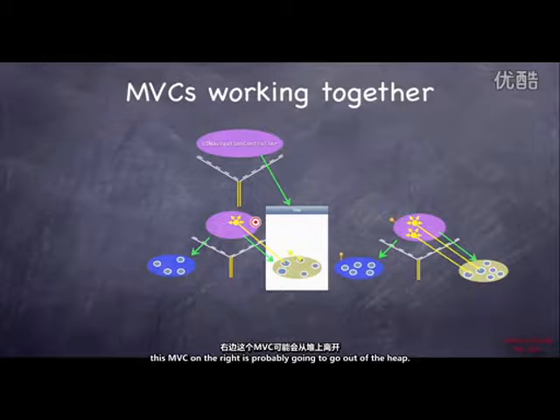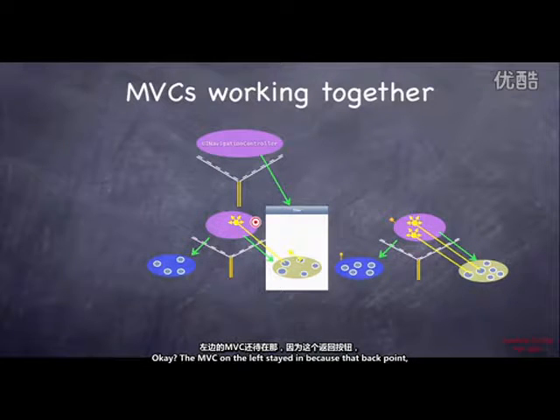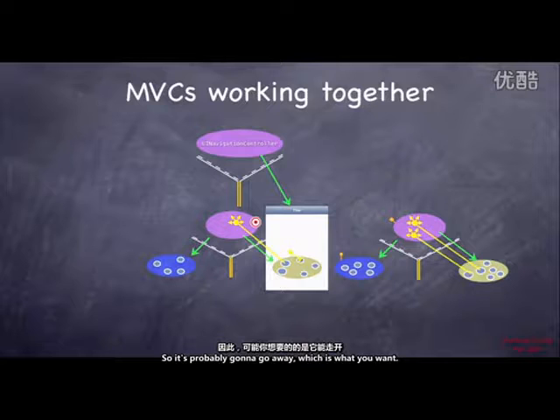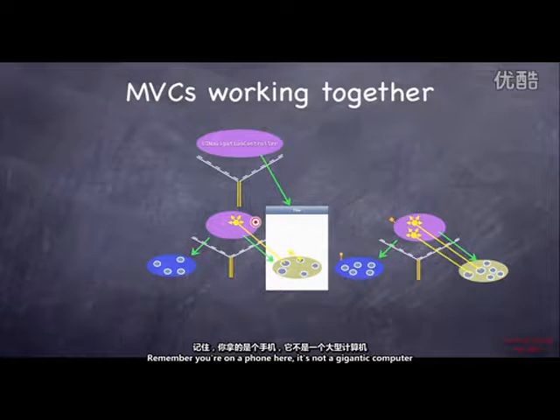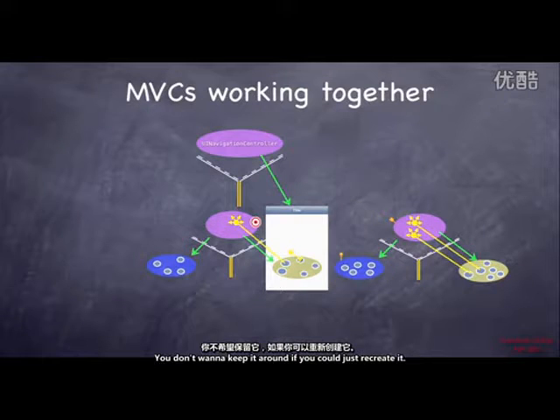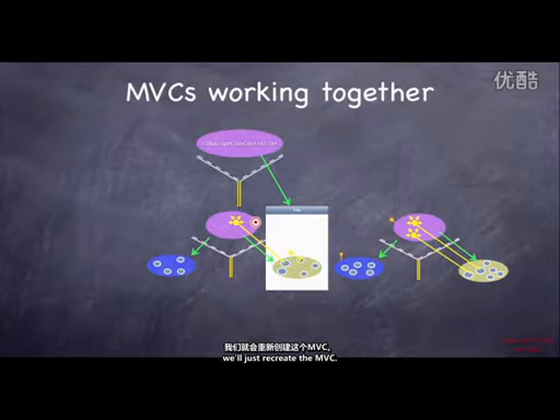Now, the difference here is this MVC on the right is probably going to go out of the heap. The MVC on the left stayed in because that back button kind of had a strong pointer to it, if you want to think of it that way. But in this case, it doesn't. So it's probably going to go away, which is what you want. Remember, you're on a phone here. It's not a gigantic computer with unlimited memory. So you want to manage your memory well. You don't want to keep that graph around, for example, if you could just recreate it if they press the graph button again. We'll just recreate the MVC. Everybody understand that?